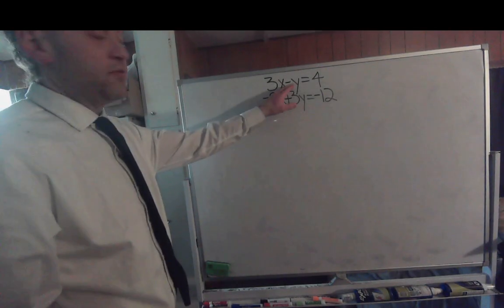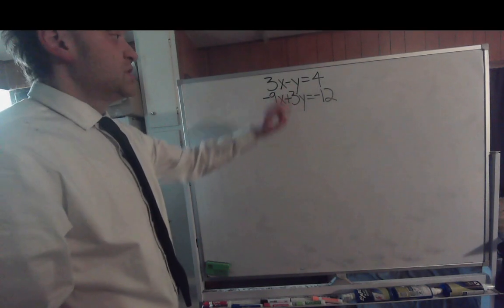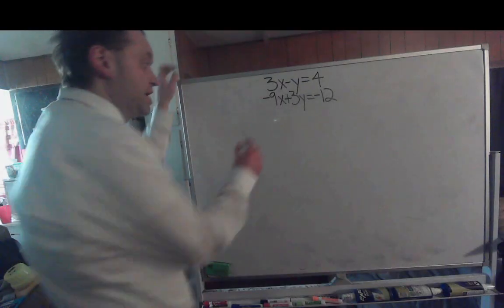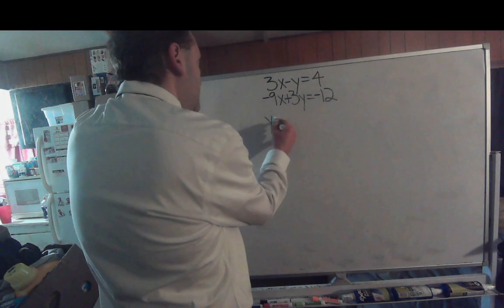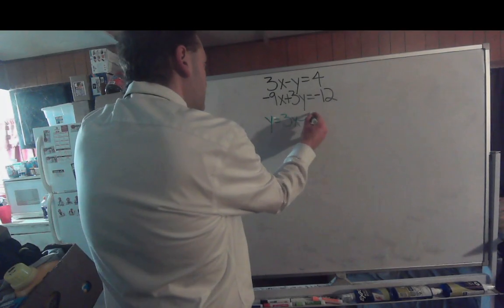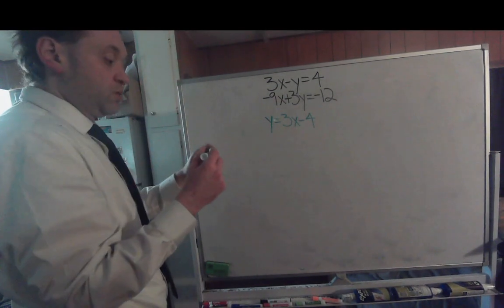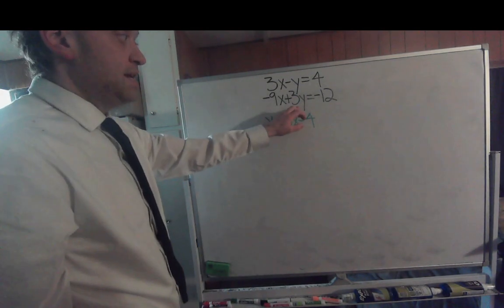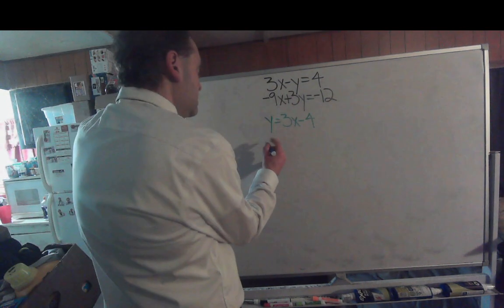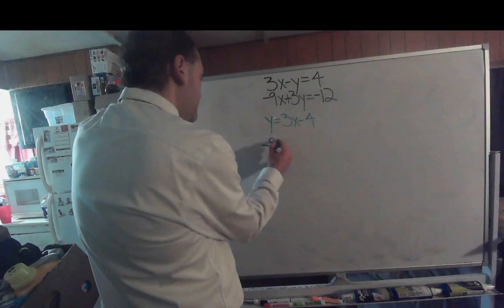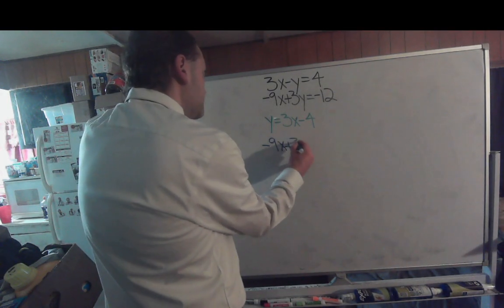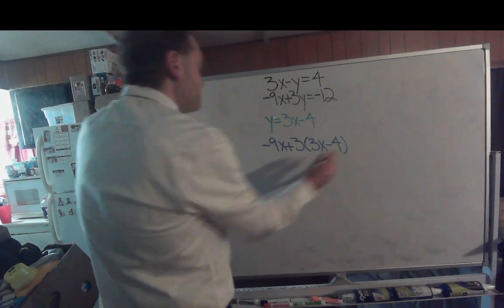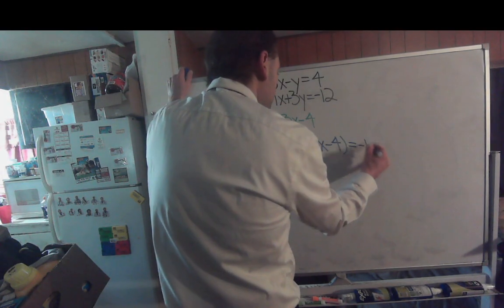You have a negative 1 coefficient on the y, so if you move the y over to the right and subtract 4 from the right-hand side, you can get y by itself. That would give you y equals 3x minus 4. Now you have your equation of substitution. You can easily put this in where you see y in the second equation. That's going to end up giving you negative 9x plus 3 times the quantity of 3x minus 4 would equal negative 12.